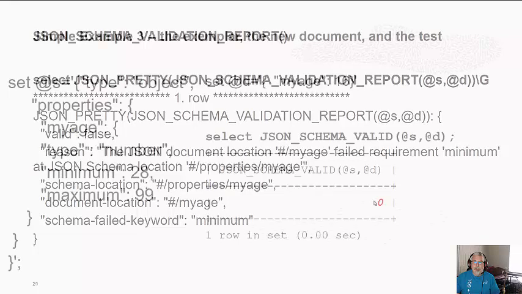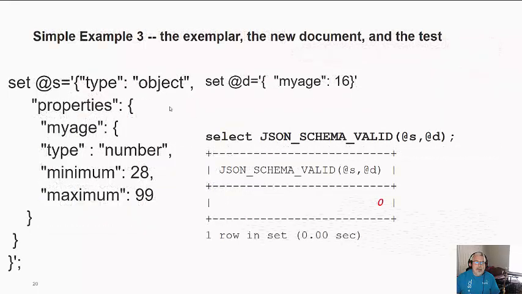Okay, let's look at example number 3. This time, our exemplar, once again, is still the same. Still the object with the properties of myAge as the name, and it's numeric, minimum 28, maximum 99. And this time we try to check it against the document where myAge, the value is 16. And since 16 is less than the minimum value, it returns a 0.